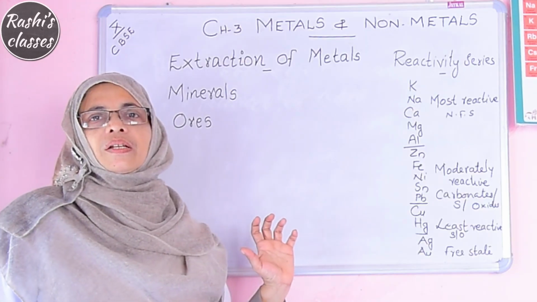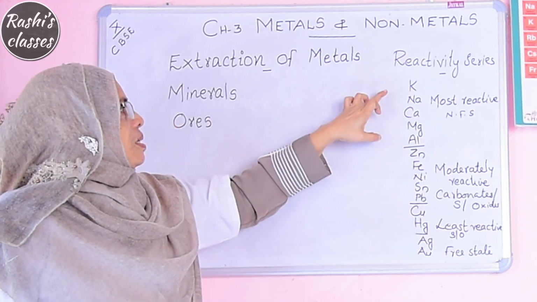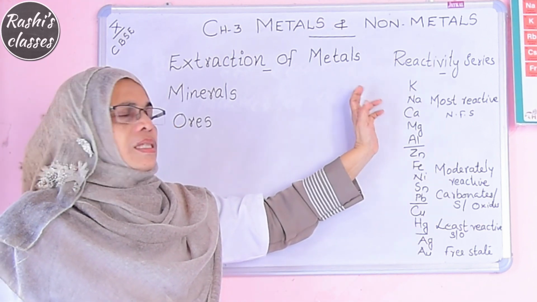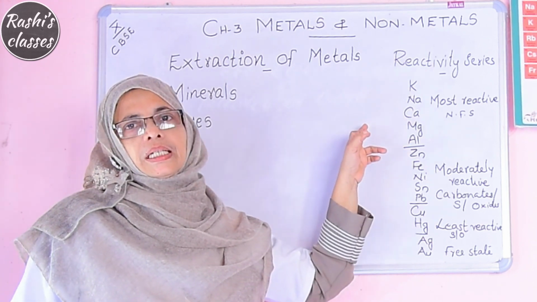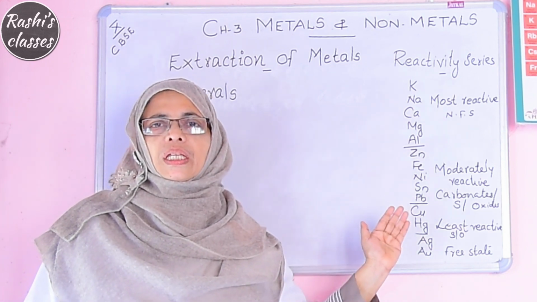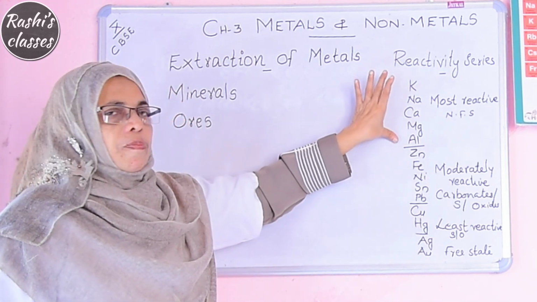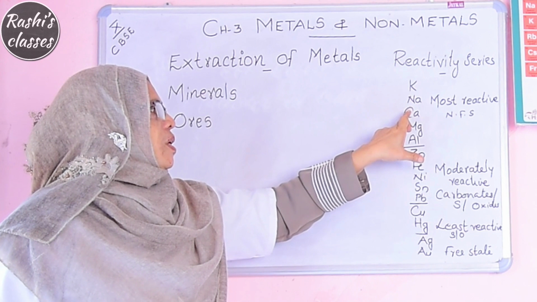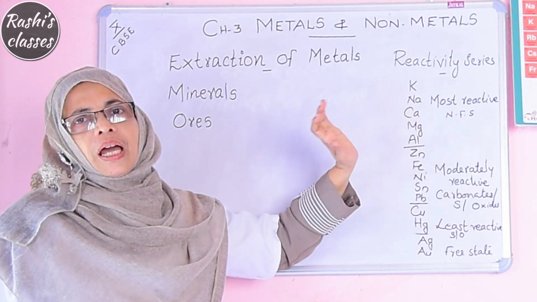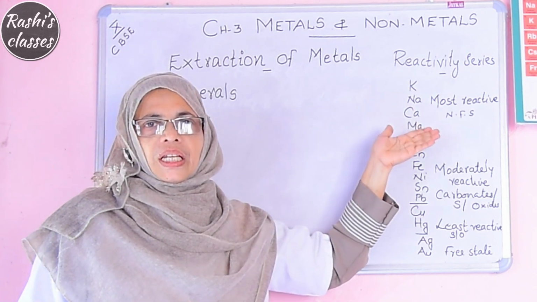For the extraction, we should know the reactivity series. Here, you have already studied this: potassium, sodium, calcium, magnesium, aluminium, zinc, iron, nickel, tin, lead, copper, mercury, silver, platinum, gold. We have studied this. So the first topmost, that is potassium, sodium, calcium, magnesium, aluminium, are highly reactive. They are most reactive. We cannot see the metals in free state.